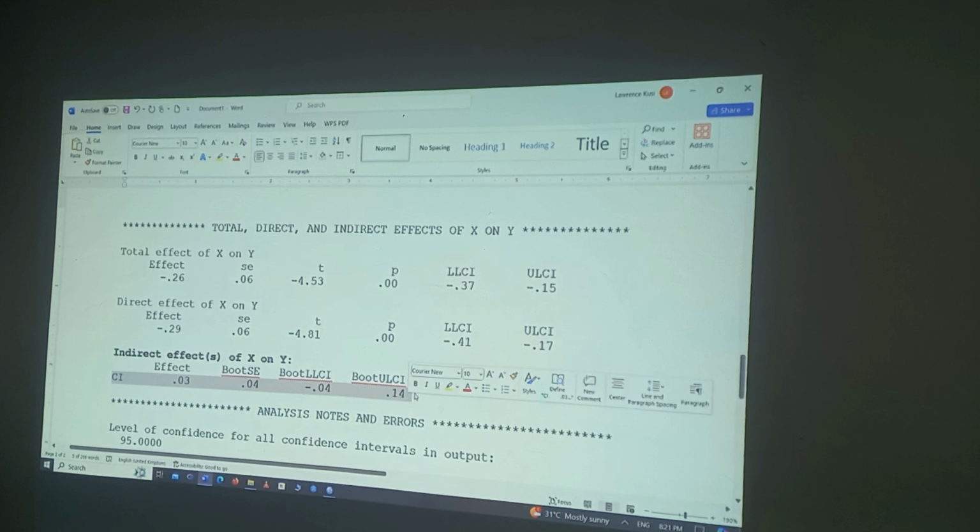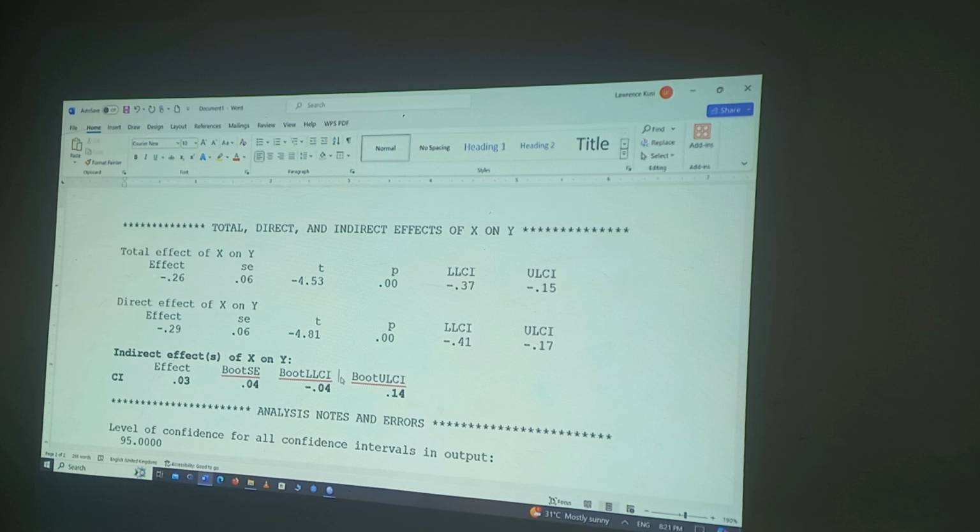So for customer integration, this is the line diagram to look at. The mediation effect is what? Positive, 0.03. But is it significant? Look at the bootstrap lower limit confidence interval and then the bootstrap upper limit confidence interval. Negative, positive. So is it significant? No. So it has no significant mediation dependency between supplier utilization and profitability.